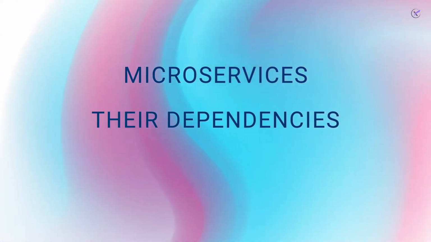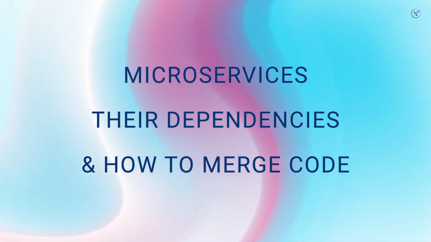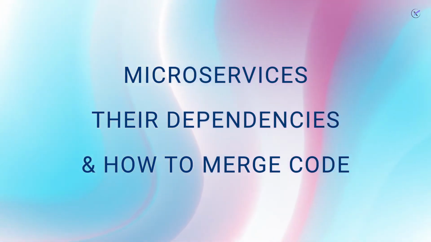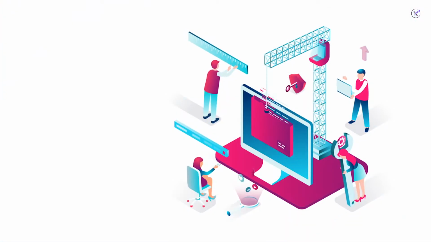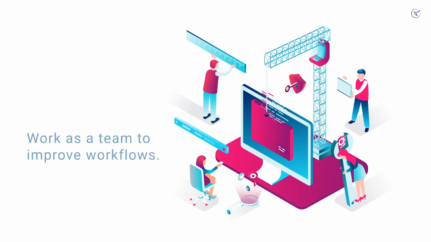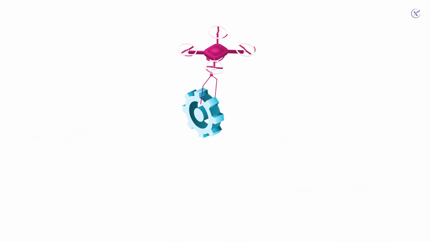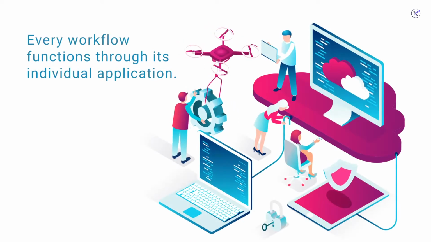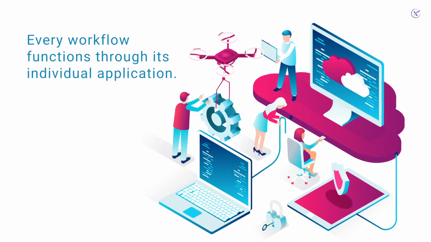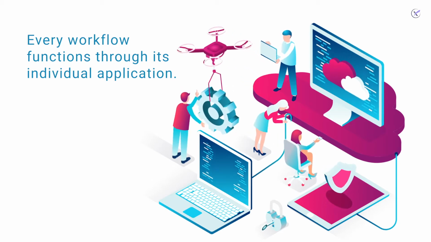Microservices, their dependencies, and how to merge code. Microservices act as a constellation of apps or a software ecosystem and work as a team to improve workflows. In other words, instead of having one piece of software that completes all processes, every workflow functions through its individual application, which makes the ecosystem run more smoothly.